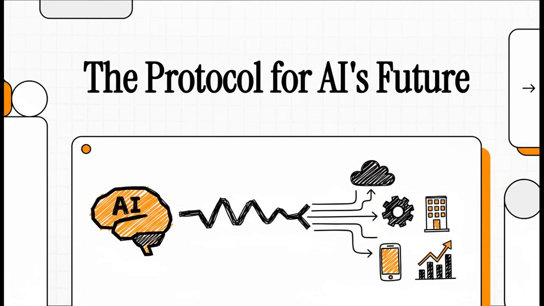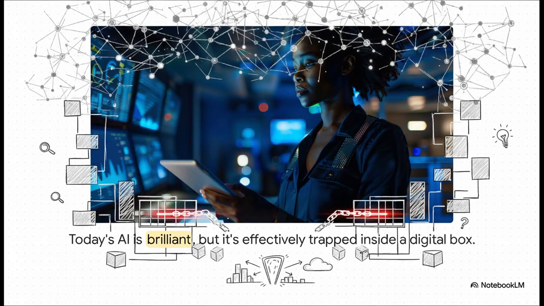So, what if there was a single key to unlock AI's true potential? Well, today we're going to look at a protocol that's trying to do exactly that, connecting AI's incredible brain to the real world. AI today is just unbelievably powerful. We have large language models that can write and reason and create things that felt like science fiction just a few years ago. But for all that brilliance, they have this one huge problem.